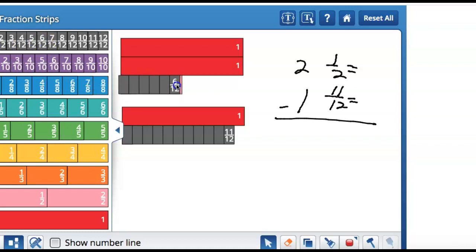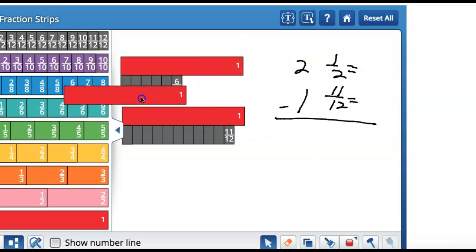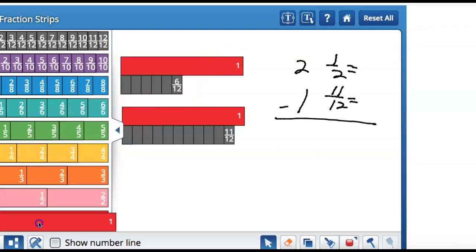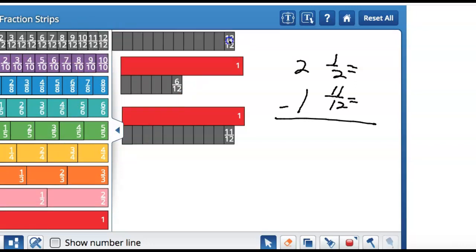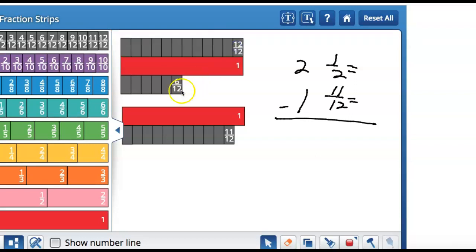Okay, so I know that equals 6/12. But I know I do not have enough 12ths. So what I'm going to do is take 12/12, one whole, and convert it. I'm going to use that 12/12. So I'm going to put these up here, and get rid of some of these other things here.